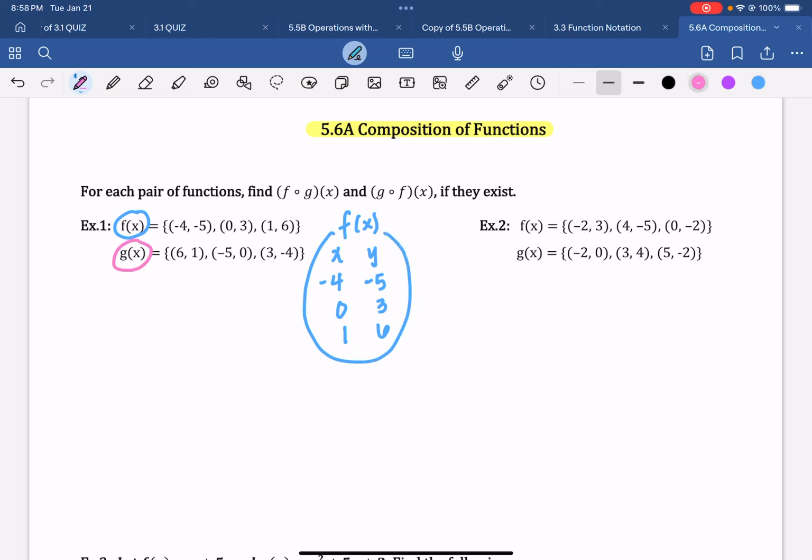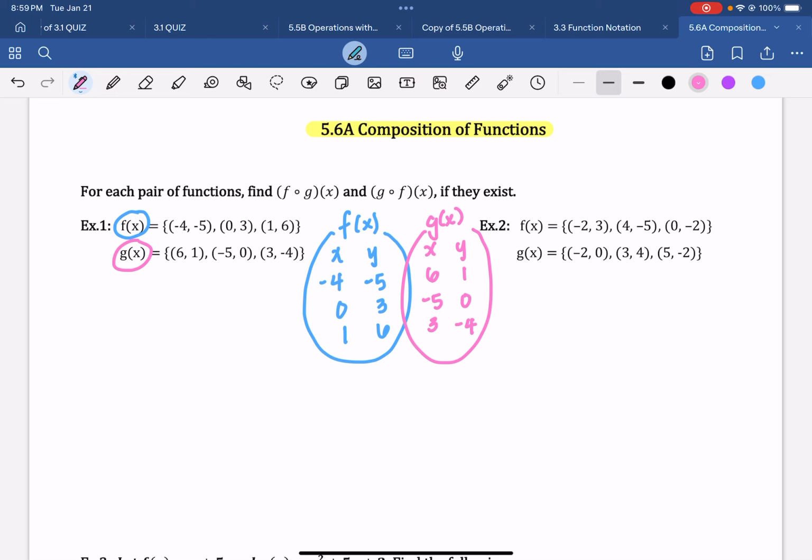Similarly, we have our g of x function, which has x's and y's. 6 goes to 1, -5 goes to 0, and 3 goes to -4. So that's what's happening there.